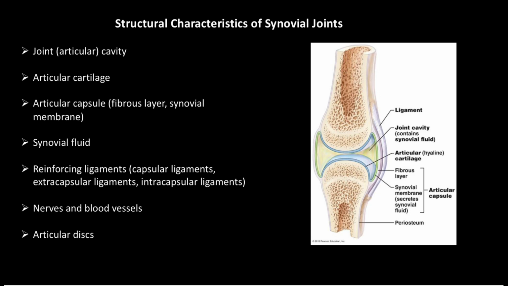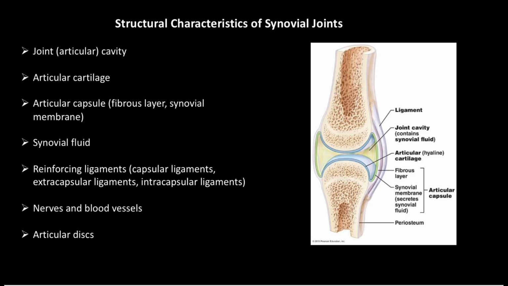The articular capsule is composed of two layers: the fibrous layer, which is composed of dense irregular connective tissue, and the synovial membrane, composed of loose connective tissue. The articular capsule encloses the joint cavity. The synovial fluid is a viscous fluid that acts as a lubricant and reduces friction within the joint.